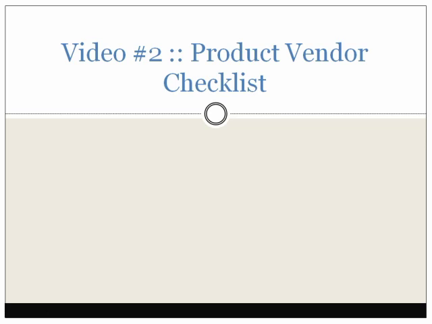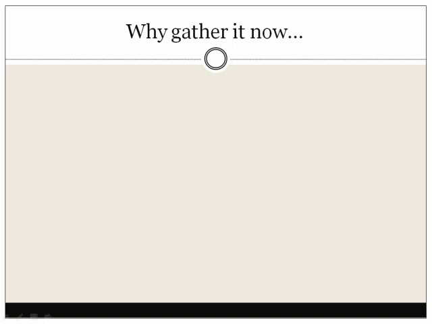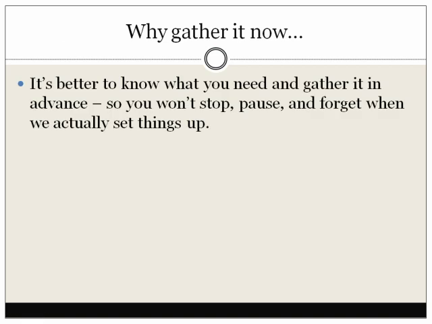Hello and welcome to video number 2, the product vendor checklist. In this specific video, I'm going to be talking about what exactly you will need to gather before you put your products onto the Digi Results platform. So why gather it now rather than later? Well, it's better to know what you need and gather it in advance so you won't have to stop, pause, or forget when you actually set things up.